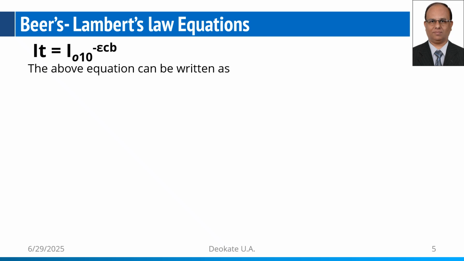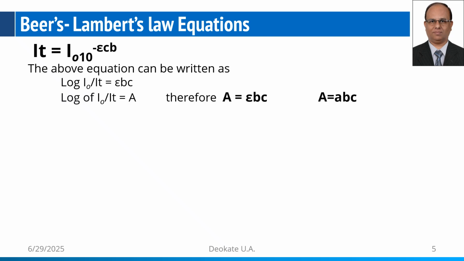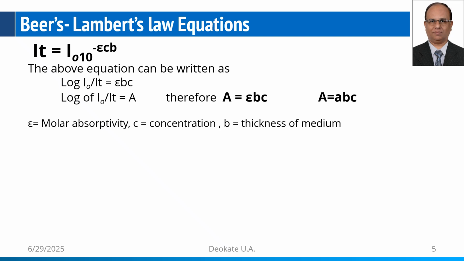This Beer-Lambert's law can be understood more clearly by using the equations. So I_T equals I0 times 10 to the power minus epsilon C b is the result of the equation. The above equation can be written as log of I0 upon I_T equals epsilon b C, or we can write log of I0 upon I_T as absorbance. Therefore, the equation becomes absorbance A equals epsilon b C, or absorbance equals small a b c, where epsilon is the molar absorptivity.